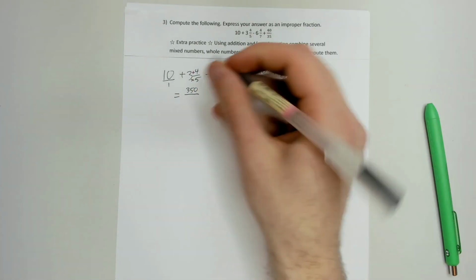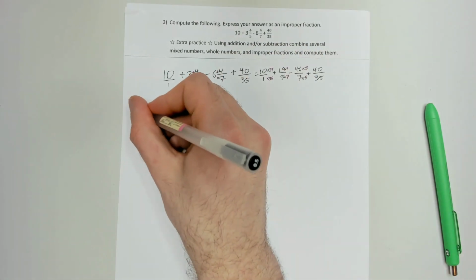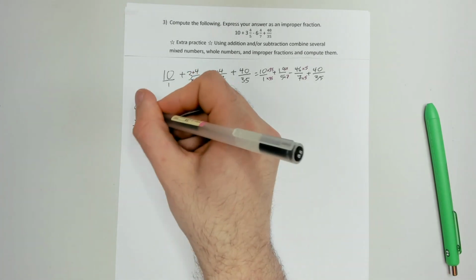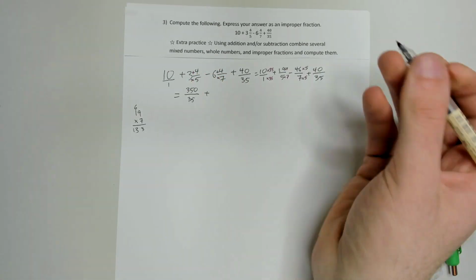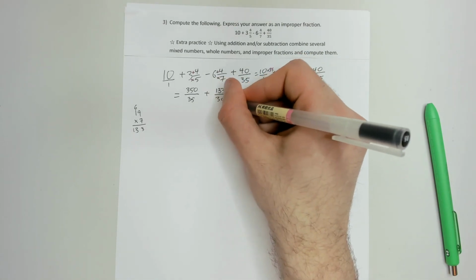And then we have over 35. And then we got 19 times 7. So let's do that on the side here. So 9 times 7, that's 63. So we got a 6 there, a 3 there, and 7 times 1 is 7, plus the 16, that's 133. So we get 133 over 35.